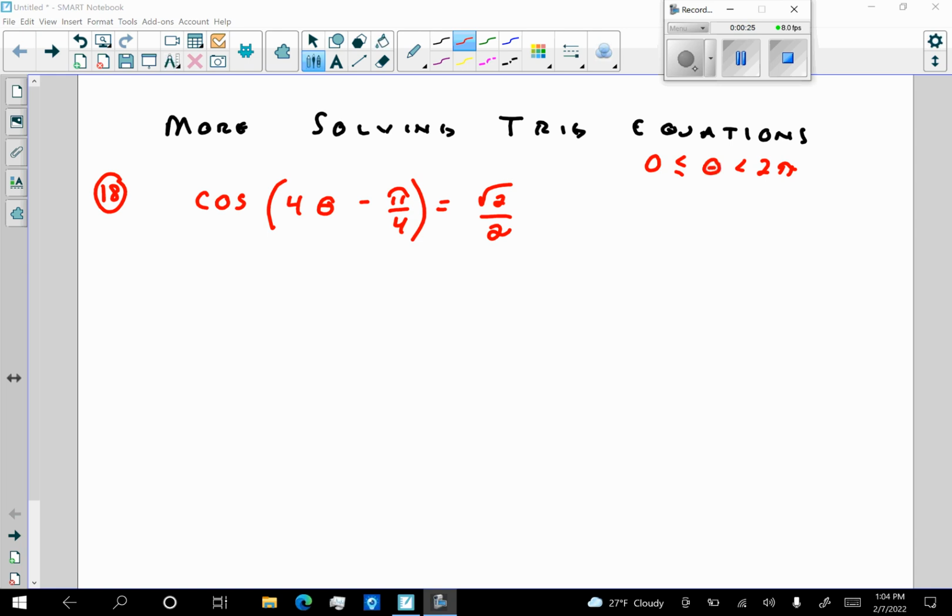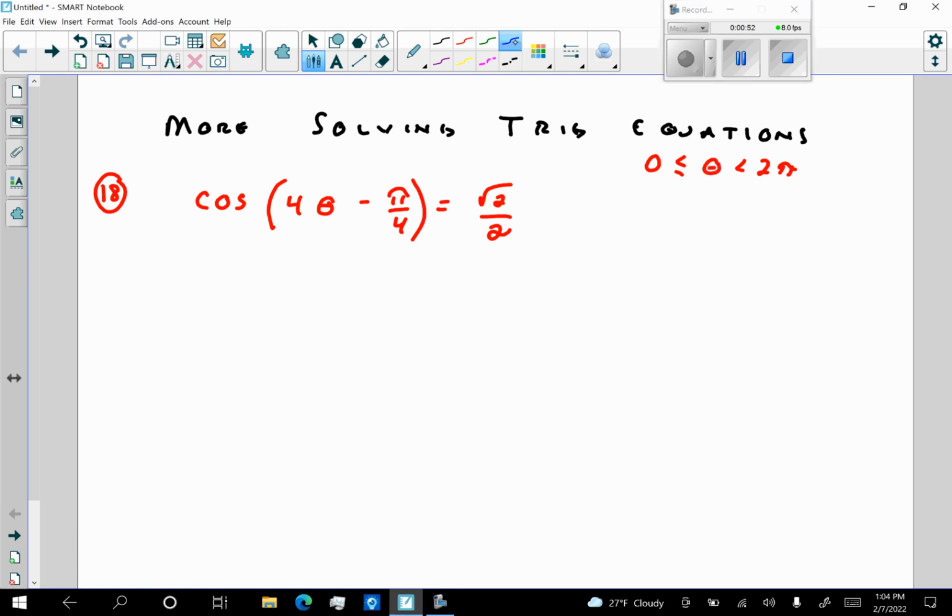So here I have the equation cosine of 4 theta minus pi over 4 is equal to square root of 2 over 2. This is certainly an equation that some of you will be able to think about right away and say, oh, I know what theta is, but if this is an assessment type problem, you will be required to show some steps. And what we're going to use is the substitution method for this.